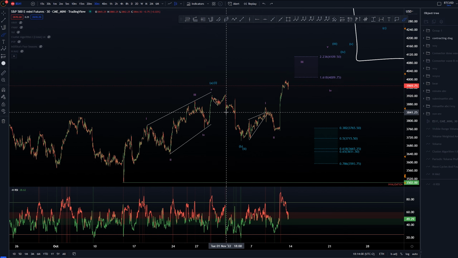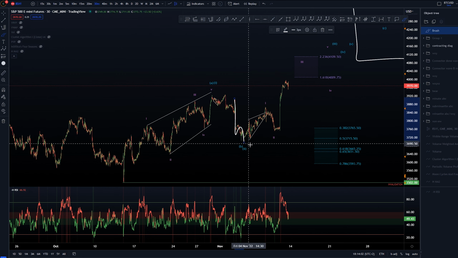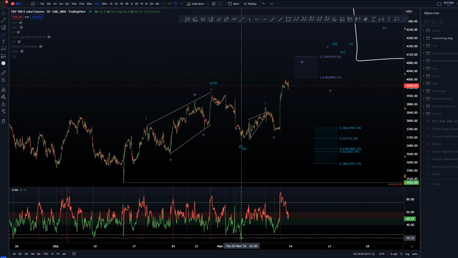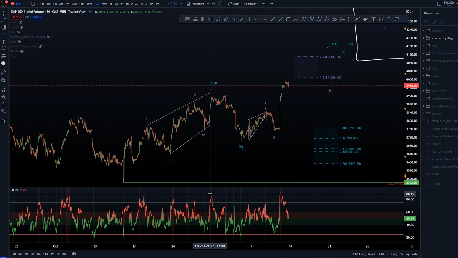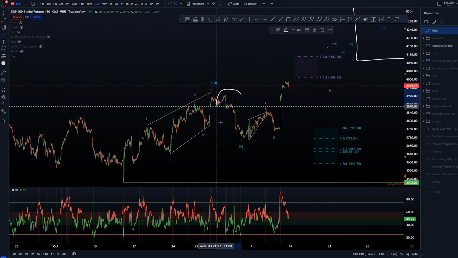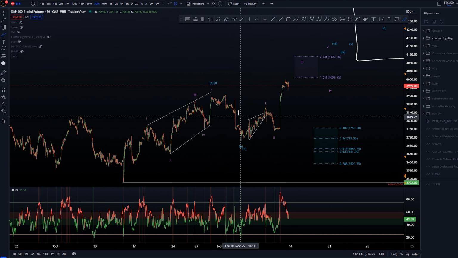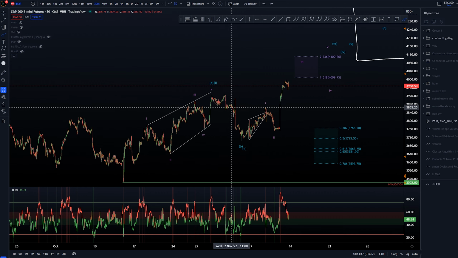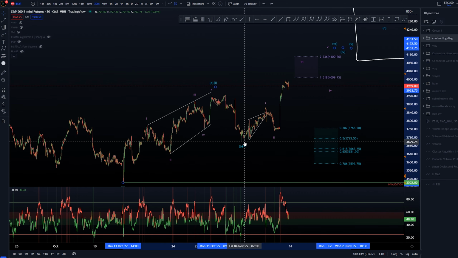Then we would have a three-wave structure here, three waves like here, and then three waves down here, as per RSI is giving us that hint: three waves, three waves, three waves. Again, really ugly structure here. It is very extended. I can't do anything about it. That's that. Gotta move on.